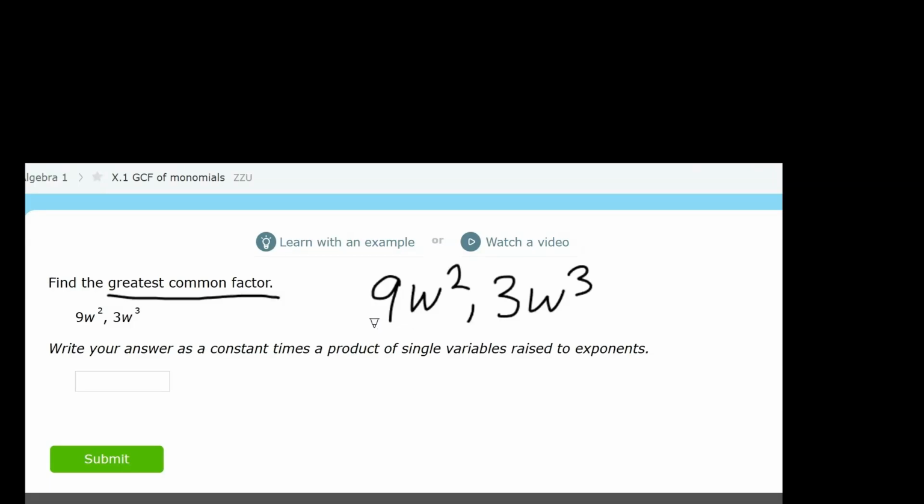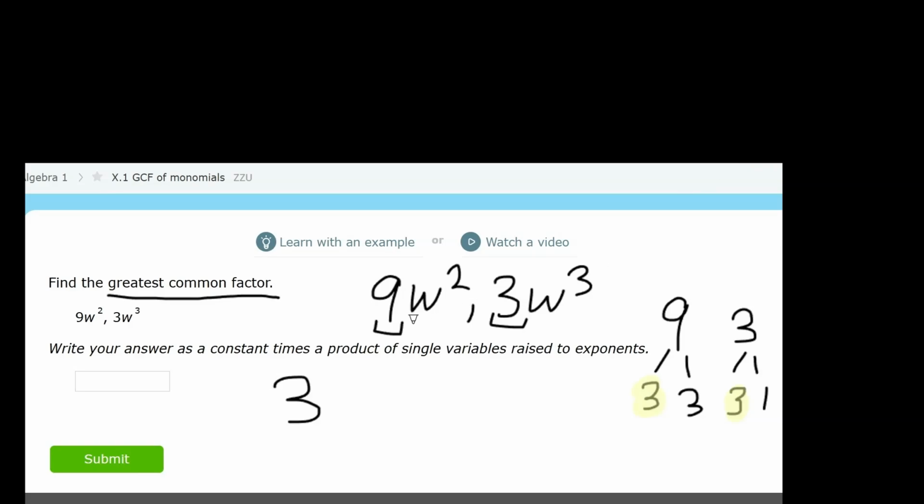So let's focus on the number aspect. So let's focus on 9 and 3. So let's look at the factors of 9. In this case, we can break down 9 into 3 times 3. And then we have 3, which is just 3 itself and 1. Okay? And we want to identify the common factors. In this case, it's 3. So between just 9 and 3, it's just 3.